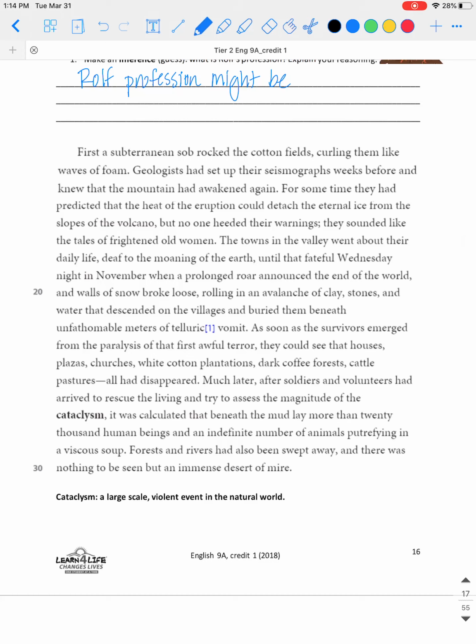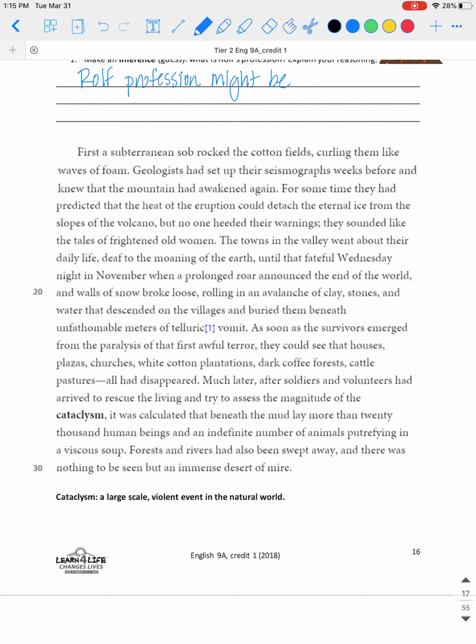First, the subterranean sob rocked the cotton fields, curling them like waves of foam. Geologists had set up their seismographs weeks before and knew the mountain had awakened again. For some time, they had predicted that the heat of the eruption could detach the eternal ice from the slopes of the volcano, but no one heeded their warnings. They sounded like the tales of frightened old women. The towns in the valley went about their daily life, deaf to the moaning of the earth, until that fateful Wednesday night in November, when a prolonged roar announced the end of the world, and walls of snow broke loose, rolling in an avalanche of clay, stones, and water that descended on the villages and buried them beneath the unfathomable meters of telluric vomit.